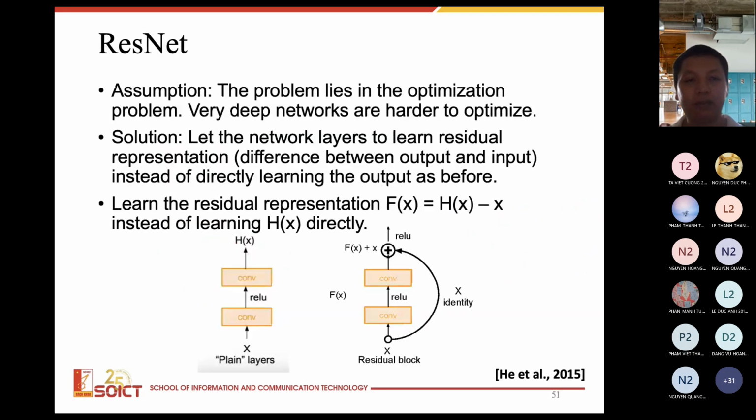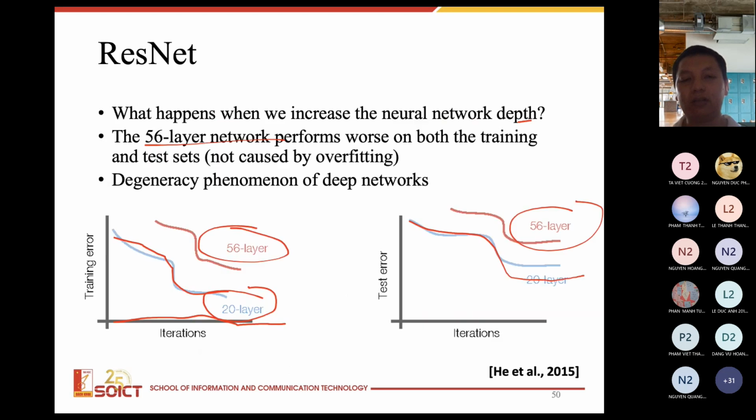Okay, so about ResNet. We have the idea that very deep networks are harder to optimize, right? Because from this experiment we see that if we have no special way to design the network, then a very deep network will perform worse than the shallow network, right?